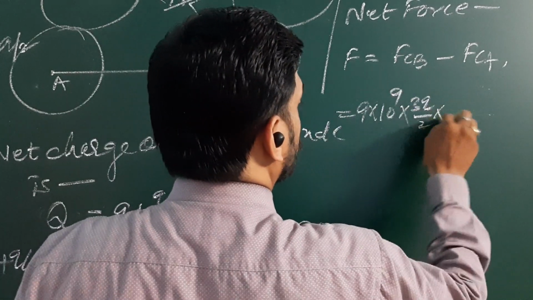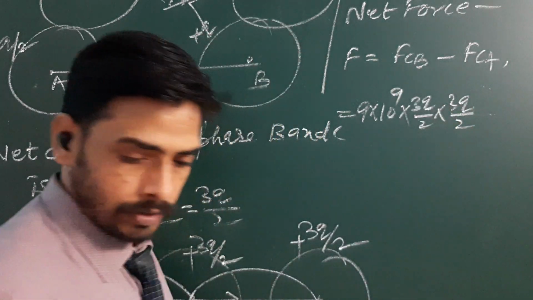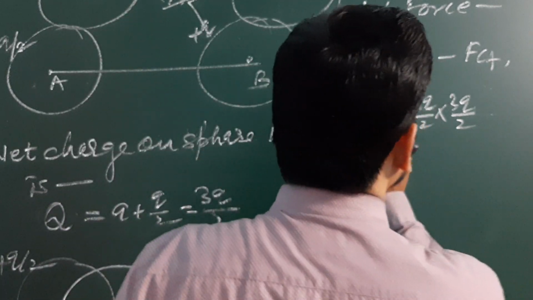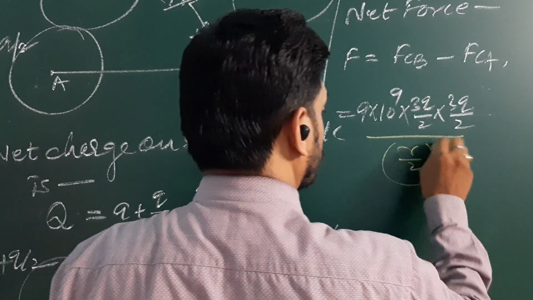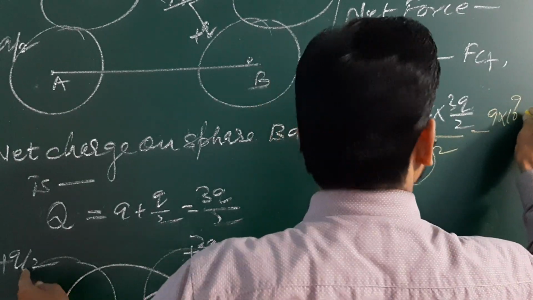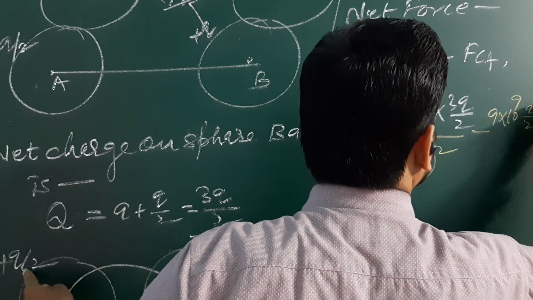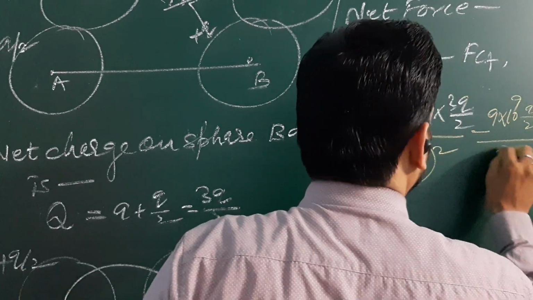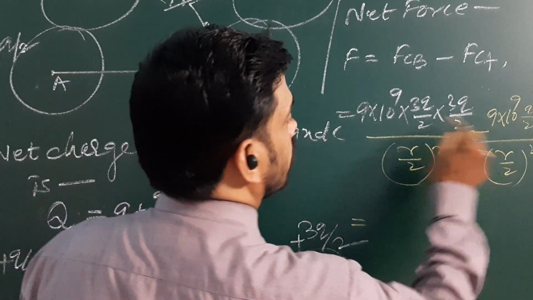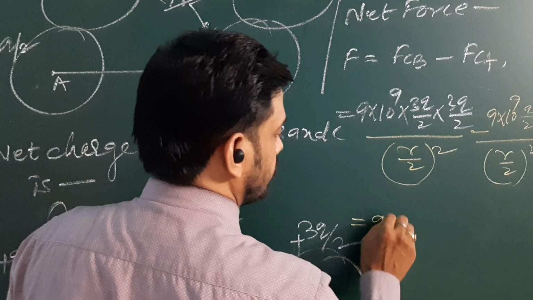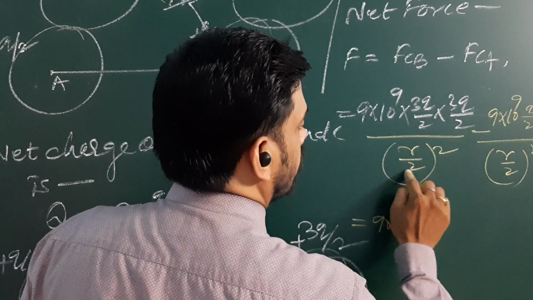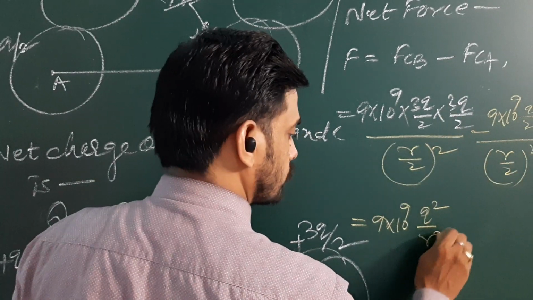So 3q by 2 into 3q by 2 over R by 2 of its whole square, minus, same as 9 into 10 power 9, the charges q by 2 into 3q by 2 over R by 2 of its whole square. Okay, so what will be common? 9 into 10 power 9, q square by R square is also common.